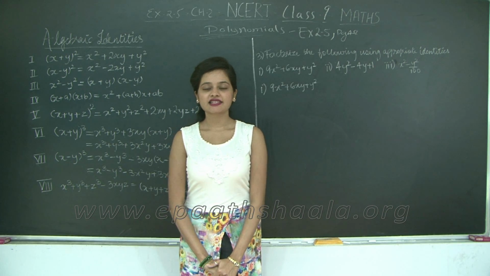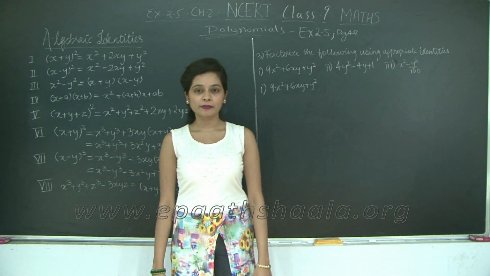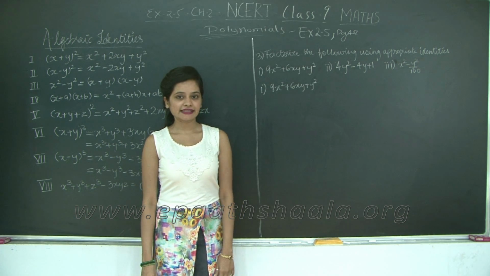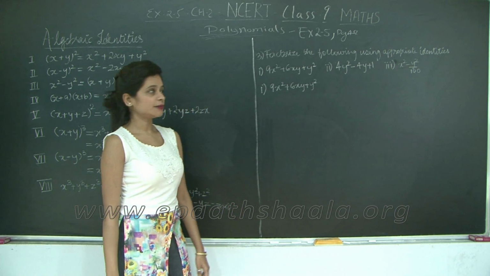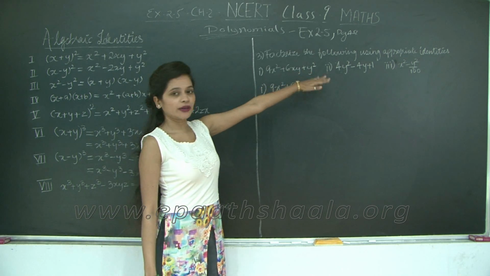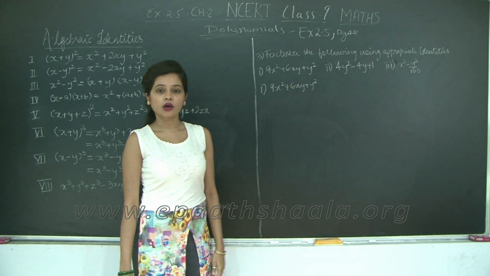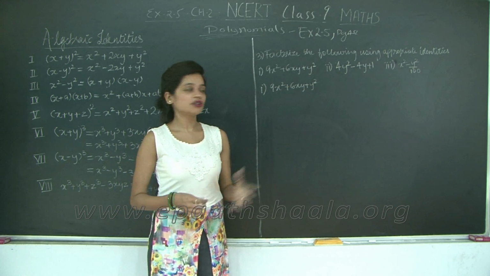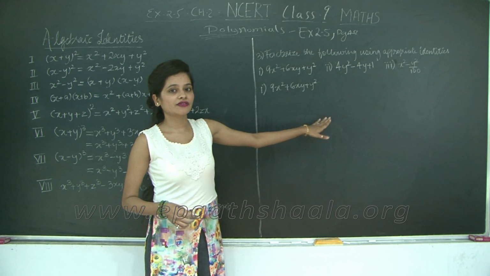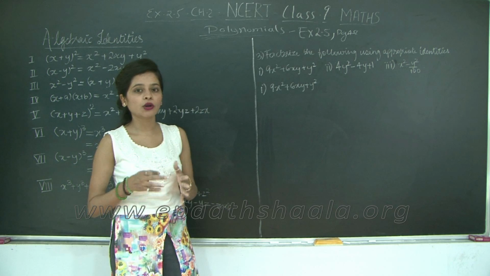Hello students, let's continue with exercise 2.5 of polynomials, which is based on algebraic identities. So we are on the third question, wherein we need to factorize the following sums using appropriate identities. Now what does factorization mean? We need to write this term as the product of its factors, reducing to the lowest form.